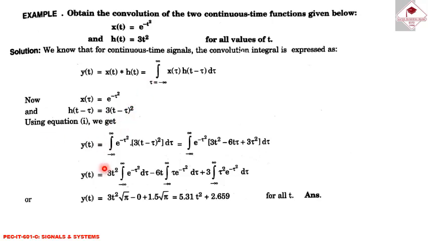Now using the first equation, we can write y(t) is equal to the integral from minus infinity to plus infinity of e to the power minus tau square times 3 into (t minus tau) whole square d tau, that is equal to the integral of e to the power minus tau square times (3t square minus 6t tau plus 3 tau square) d tau. So y(t) is equal to 3t square times the integral from minus infinity to plus infinity of e to the power minus tau square d tau, minus 6t times the integral of tau e to the power minus tau square d tau, plus 3 times the integral from minus infinity to plus infinity of tau square e to the power minus tau square d tau, and finally we got the response for this particular problem.